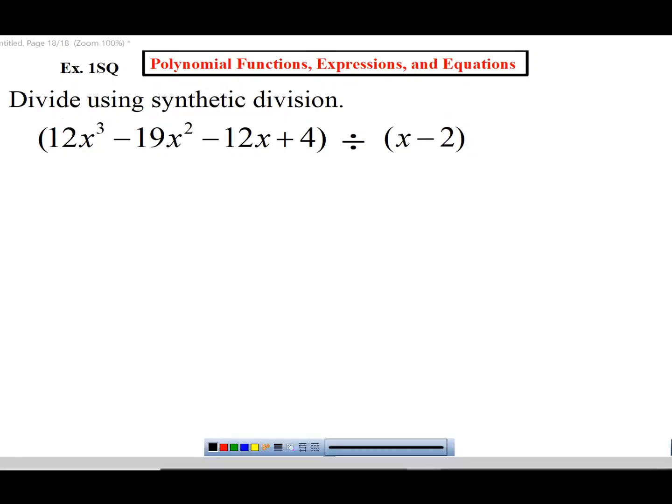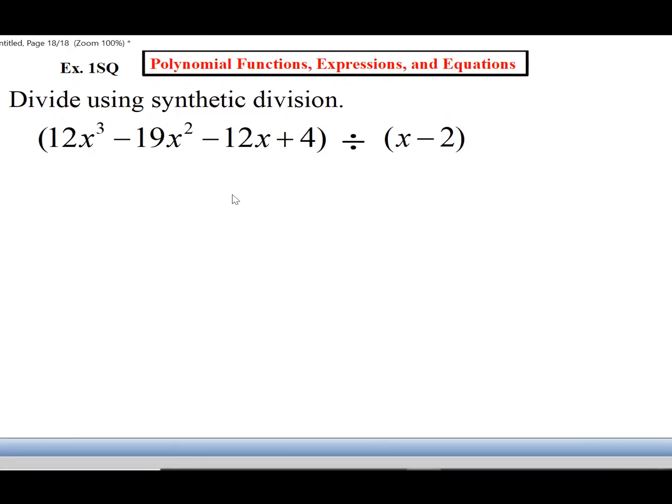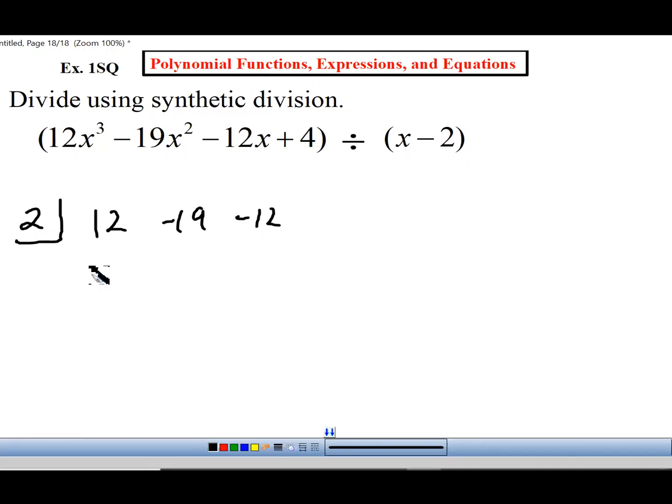All right, let's see how we did. I'm going to go straight to the division. So you should have done all the standard form and so on and so forth. So you started with our divisor of 2. The coefficients are 12, -19, -12, and +4.